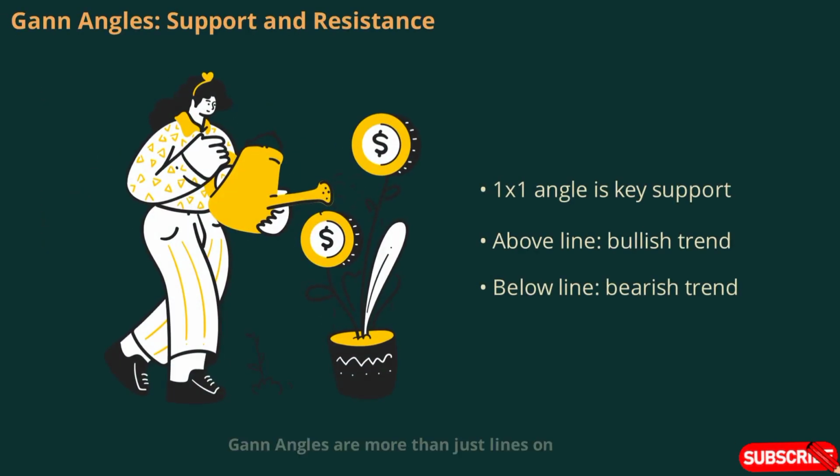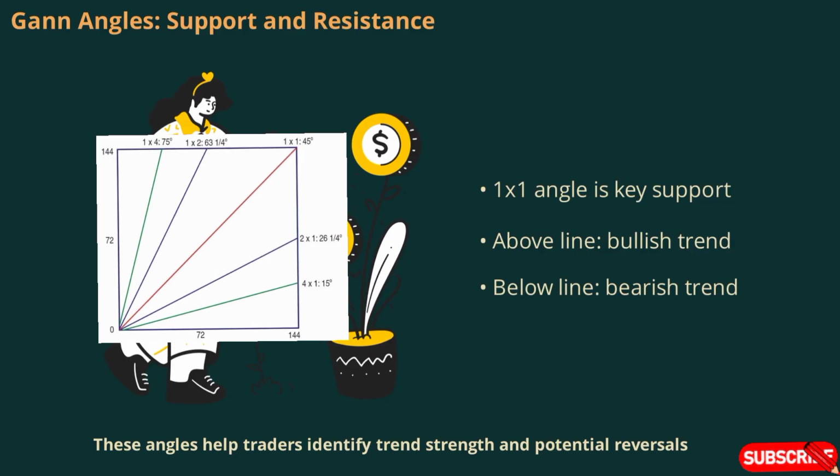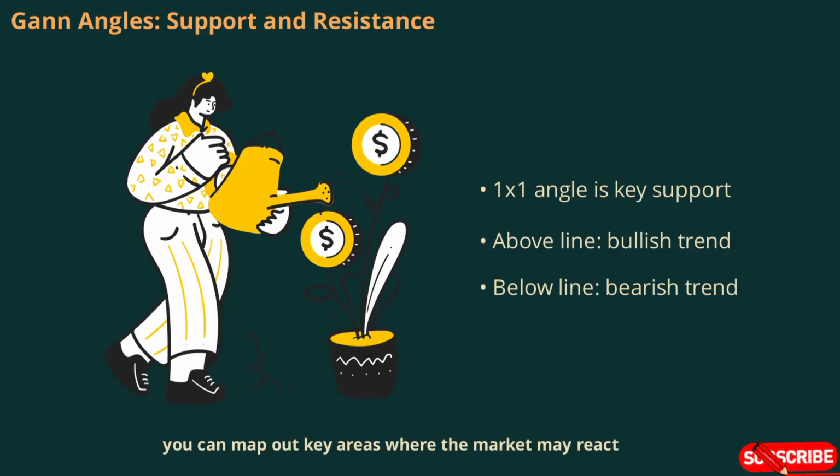And angles are more than just lines on a chart. They act as dynamic support and resistance levels. The 1x1 angle, or 45-degree line, is especially significant. If prices stay above this line, the market is considered bullish. If they fall below, it signals a bearish trend. These angles help traders identify trend strength and potential reversals. By drawing Gann angles from significant highs or lows, you can map out key areas where the market may react.